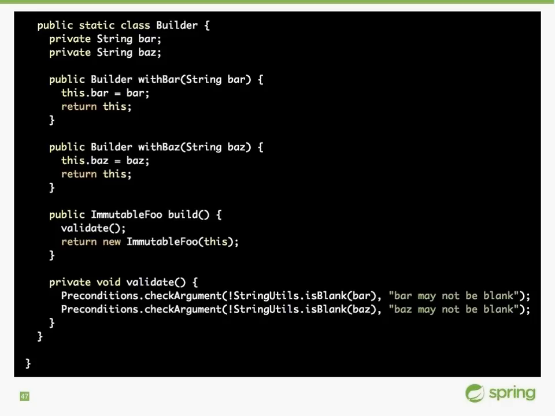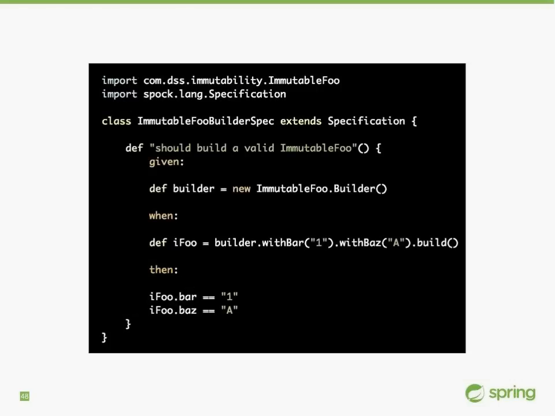And it allows us to write code like this. So we have, again, a Spock specification here. In the given state, we're going to create a new ImmutableFoo.Builder. When we take that builder and we call withBar(1).withBaz(a).build(), we should get back an ImmutableFoo that itself has a bar value of 1 and a baz value of a.